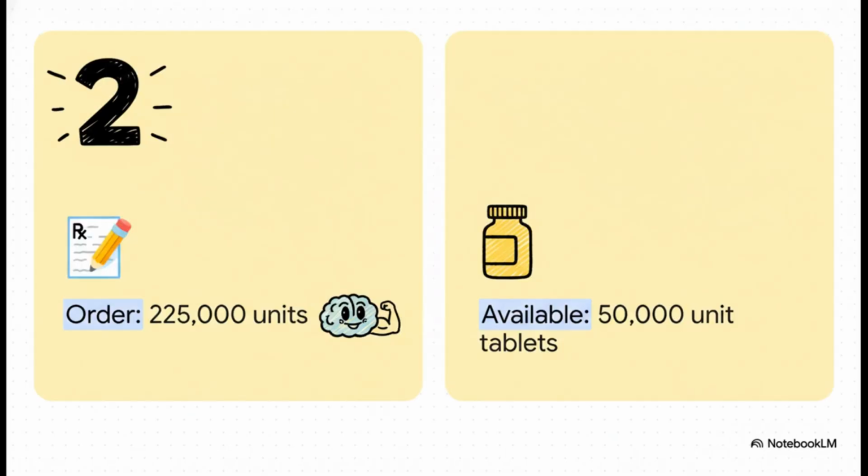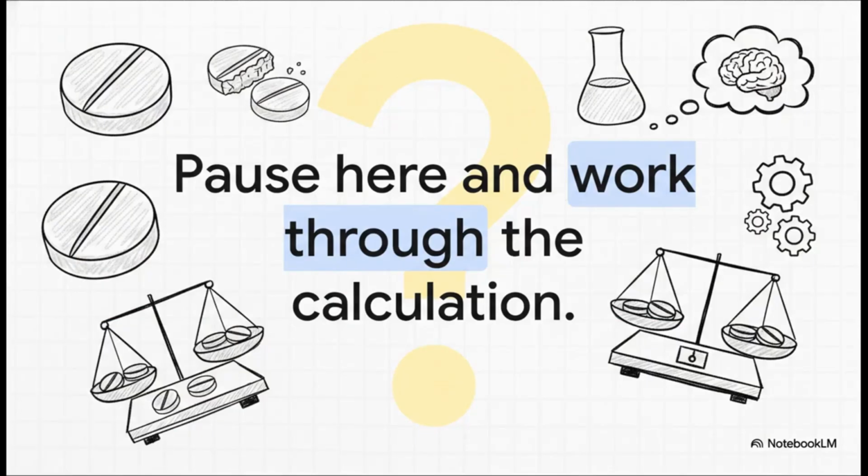Okay, here's problem number 2. The order is for ergocalciferol, 225,000 units, and the tablets you have on hand are 50,000 units each. Now, don't let the big numbers or the different unit fool you. The process is exactly the same. You know what to do.